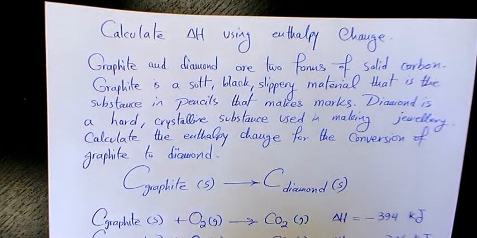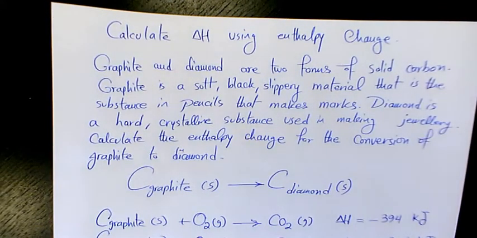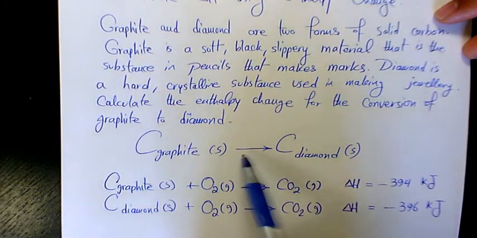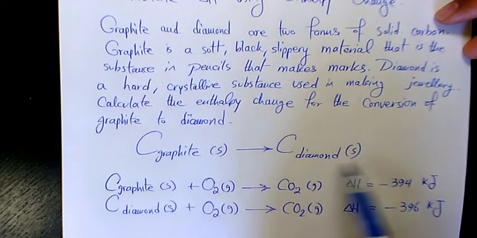So this example is quite easy as well. It says calculate delta H using enthalpy change. It says graphite and diamond are two forms of solid carbon. Graphite is a soft, black, slippery material that is the substance in pencils that makes marks. On the other hand, diamond is a hard crystalline substance used in making jewelry. Calculate the enthalpy change for the conversion of graphite to diamond, which is C graphite in solid form to C diamond in solid form.